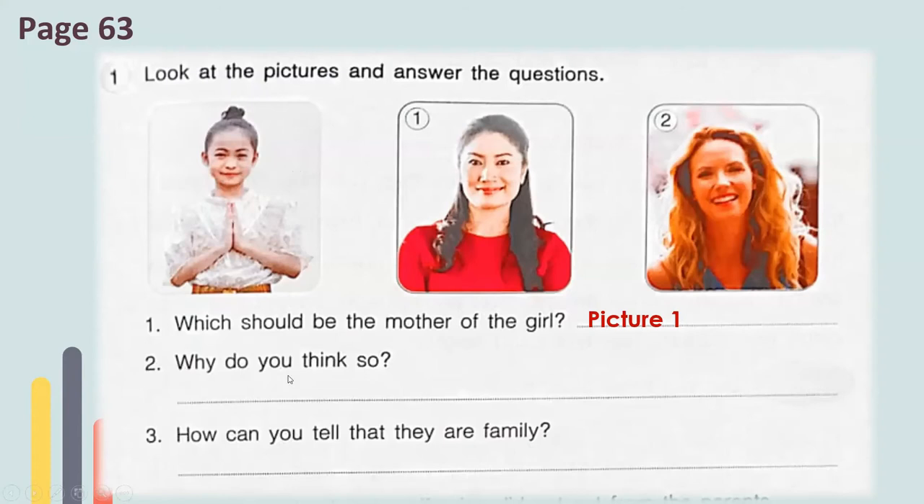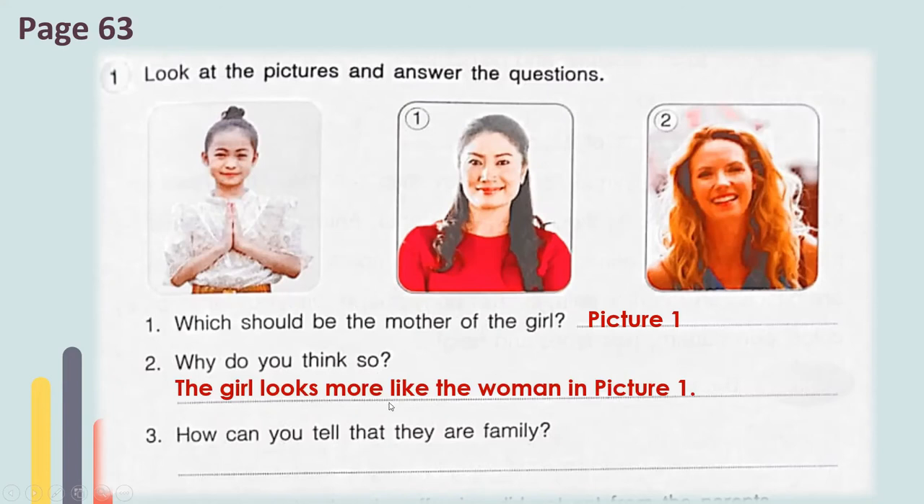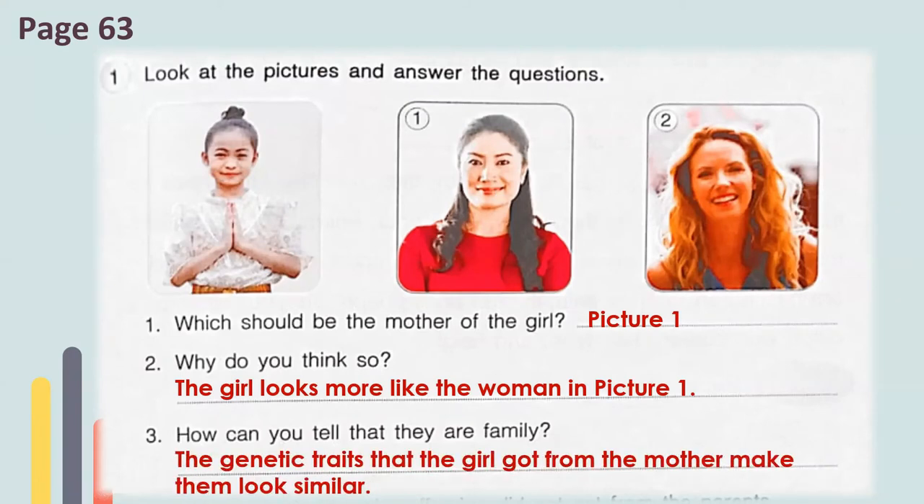Number two, why do you think so? Because the girl looks more like the woman in picture one. Number three, how can you tell that they are family? So as you can see, they have both black hairs. The skin color are the same. The eyes are the same. So they have almost the same genetic traits. So the genetic traits that the girl got from the mother make them look similar.